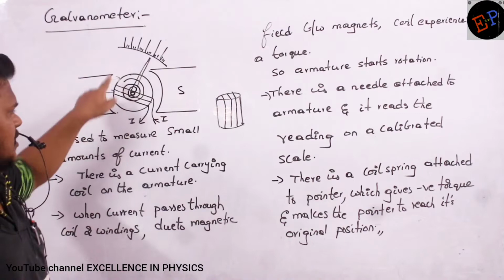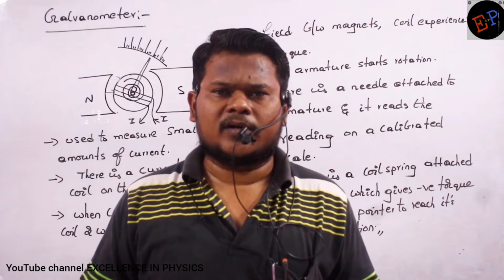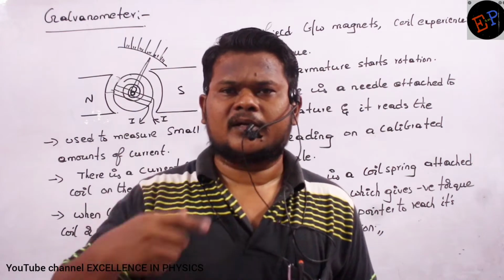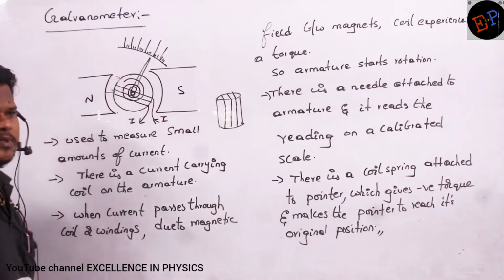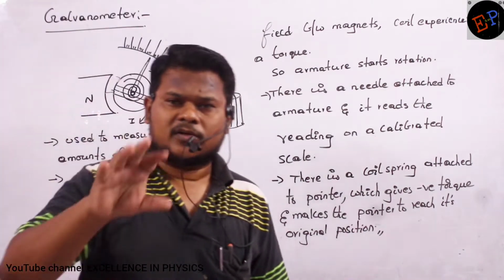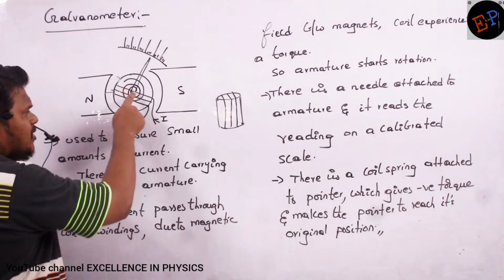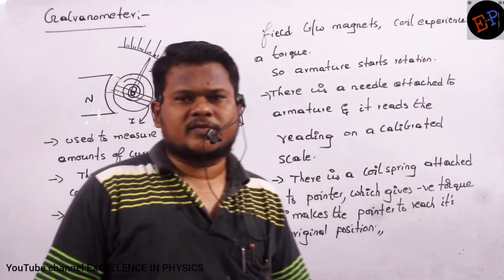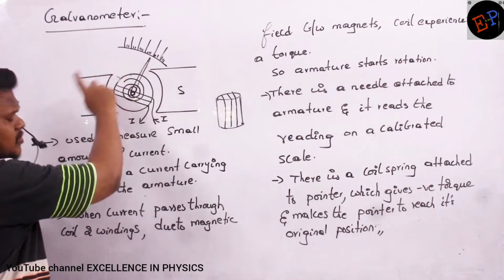So when current passes through these windings on the armature, it is just like a current carrying coil placed in a magnetic field. When a current carrying coil is placed in a magnetic field, it experiences a torque. Because of this torque, the armature starts rotating, and the rotation depends on the strength of the current passing through it. To the armature a needle is fixed, and that needle shows the amount of deflection produced on a scale.